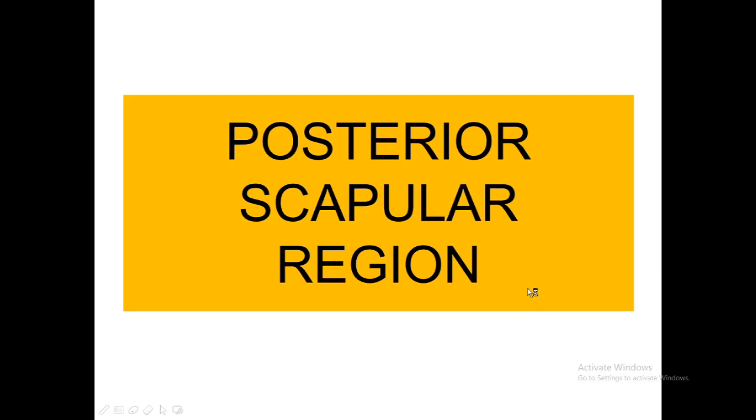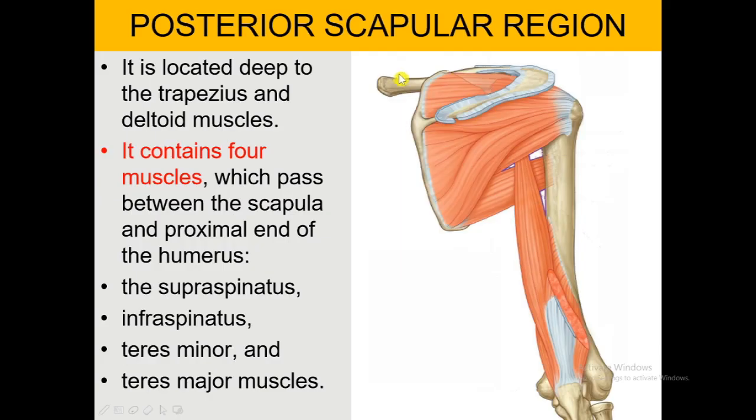Now let's talk about the posterior scapular region. It is located deep to the trapezius and deltoid muscles. As we can see, the deltoid and trapezius muscles vanish from here. Under them we can see four muscles. Above the spine is the supraspinatus, below the spine the infraspinatus, and here we have the teres minor and then the teres major. In between the teres minor and major, the long head of the triceps is passing from there.